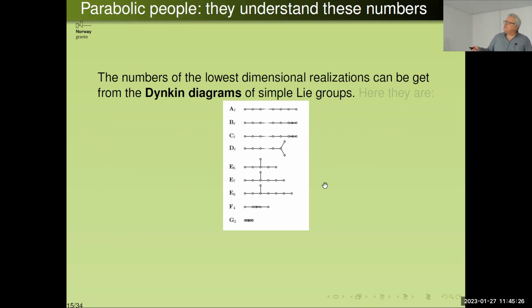And here are these diagrams. So these are diagrams for A, B, C, D. In particular, these are diagrams for SO(n)s, right? And here are the Dynkin diagrams of the exceptional ones. So the diagrams for E6, E7, E8, F4, and G2.